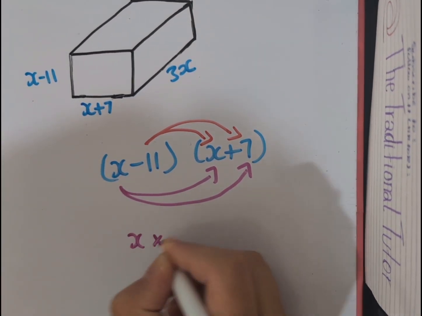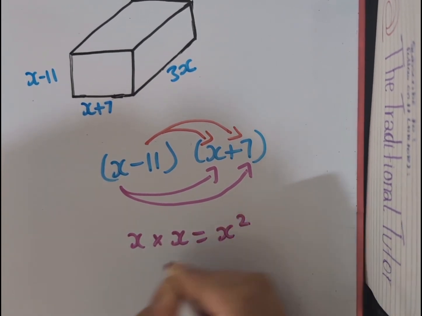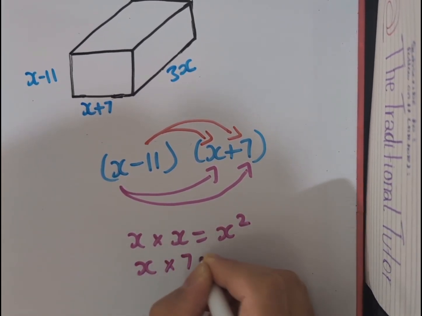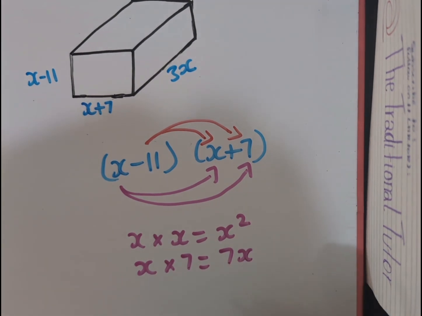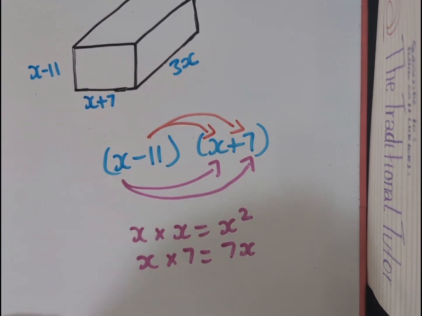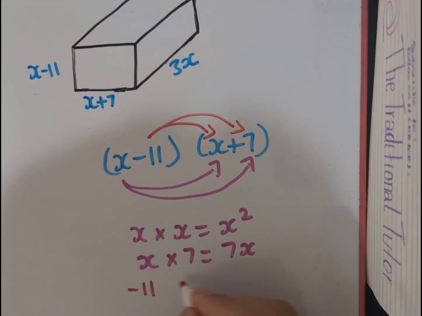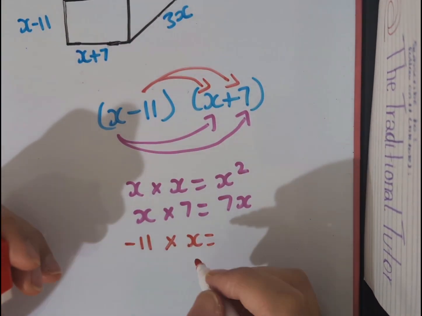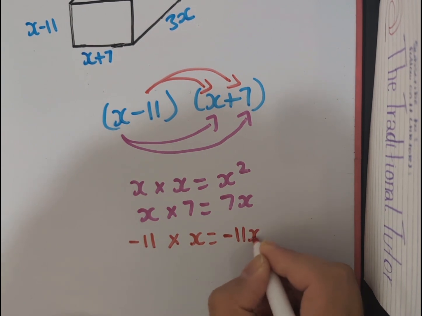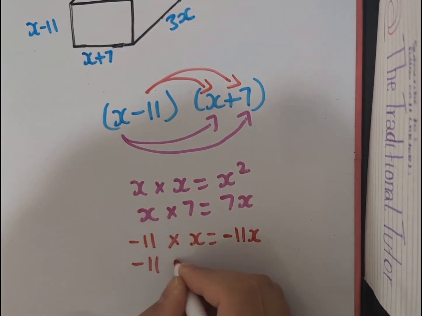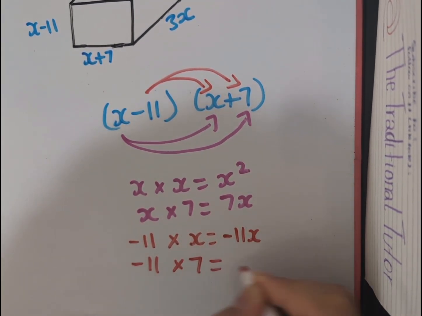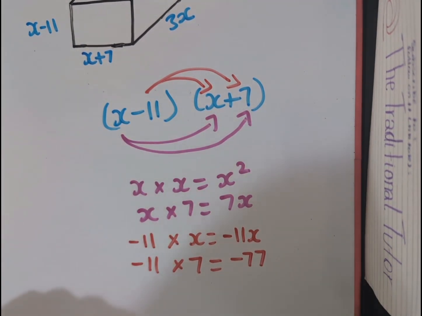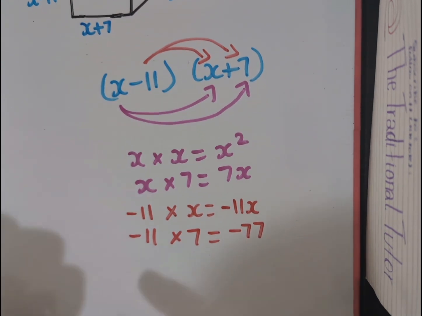So I've got x times by x gives me x squared, x times by positive 7 gives me positive 7x, and then I have got negative 11 times by x, which gives me negative 11x, and then I've got negative 11 times by positive 7, which gives me negative 77, and then it's just now a case of collecting your like terms.